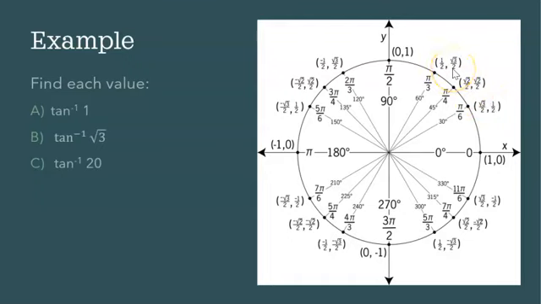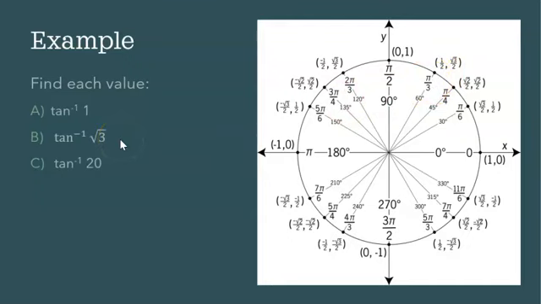So I'm going to try pi over 3. Square root of 3 over 2 divided by 1/2. You have to flip the 1/2 and change to multiplying, and it does come out to be square root 3. So the answer here is going to be pi over 3 for part B.